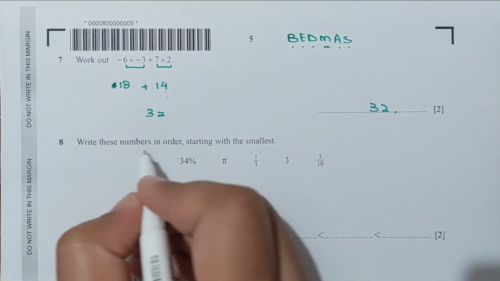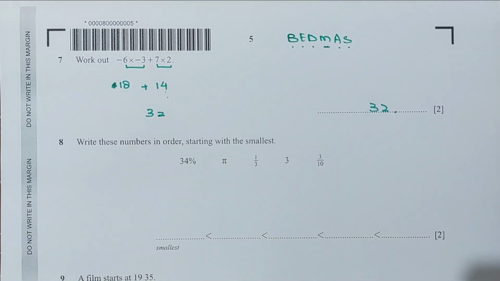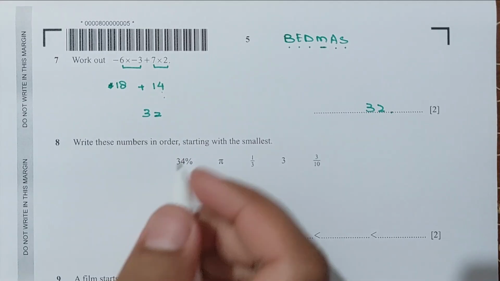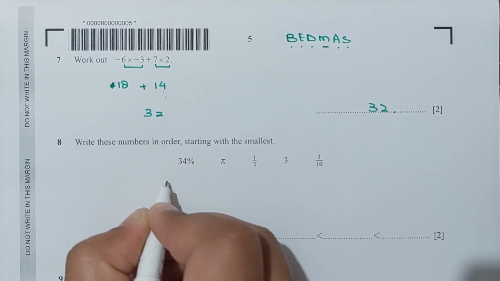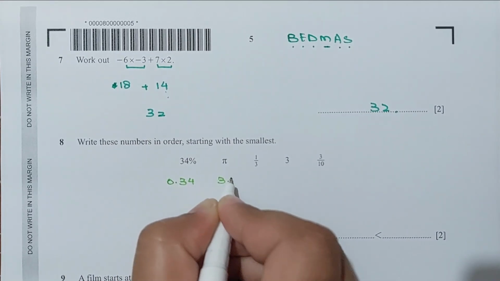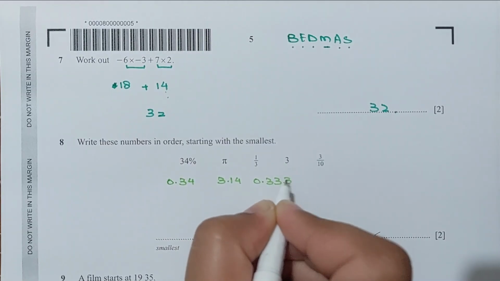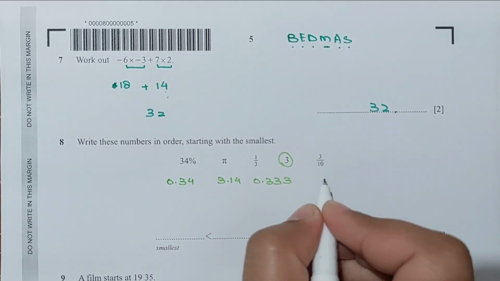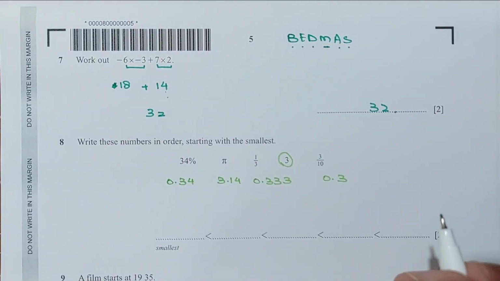Question number 8, write these numbers in order starting with the smallest. Which one is the smallest, right? So 34% is basically 34 divided by 100. So 0.34. Pi value is 3.14. 1 over 3, 0.333. And 3 stays the same. 3 over 10 is 0.3. So which one is the smallest?